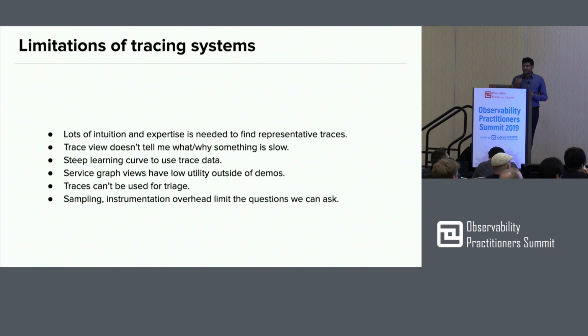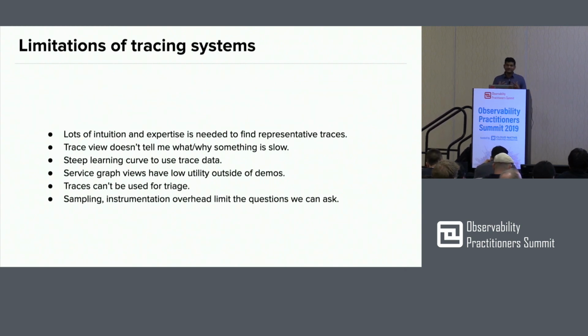What we found using these traces at scale is that there are a lot of problems. You need a lot of intuition and expertise to find representative traces. Once you're tracing these systems, unless you know more or less what you're looking for and search for the right thing, it's really hard; the data you collect won't be useful. And even if you find the representative trace and look at it in a trace view, the tools stop there. They don't tell you what's slow. It's left as an exercise to the reader to figure out what is slow or why it is slow.